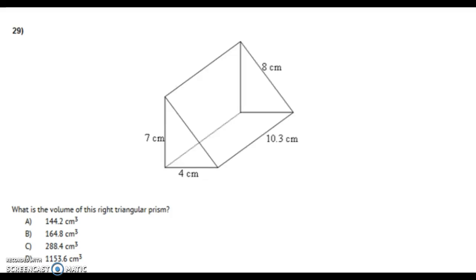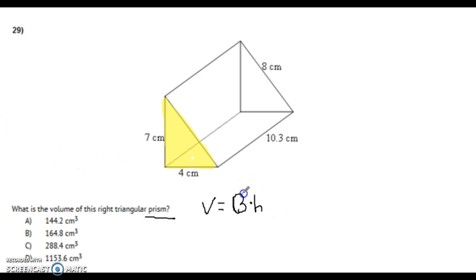Question 29 says, what is the volume of this right triangular prism? So for a prism, volume equals the area of the base times the height. Big B stands for area of the base. And in this case, our base is a triangle. So to get the big B, we would have to find the area of this triangle first.